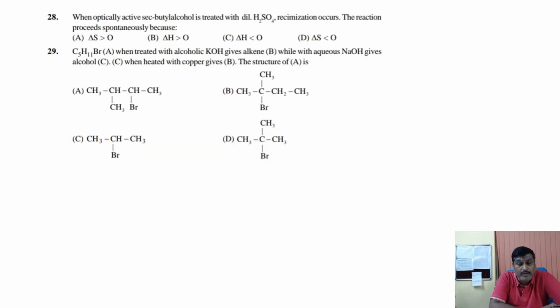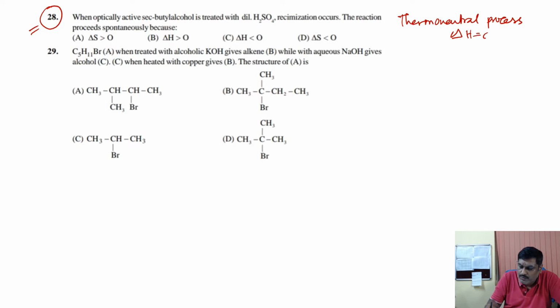Next question, question number 28. When optically active secondary butyl alcohol is treated with dilute H2SO4, racemization occurs. You know how racemization takes place. A racemic mixture is an ideal solution. Ideal solution formation is a thermoneutral process. This one you understand, thermoneutral process. It means delta H is equal to 0. Delta H is equal to 0.